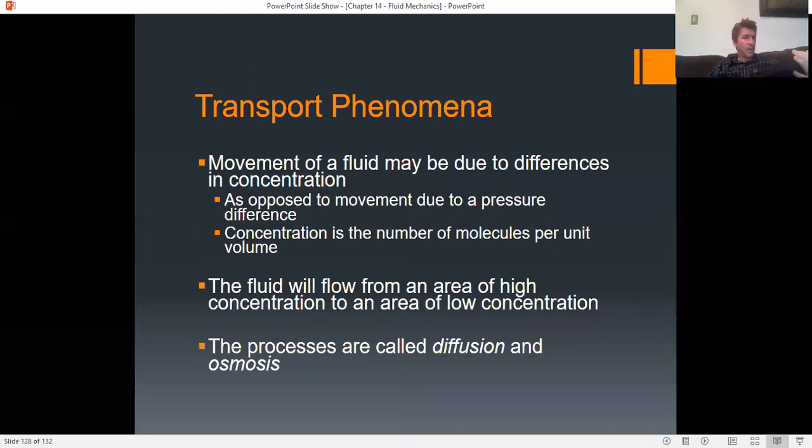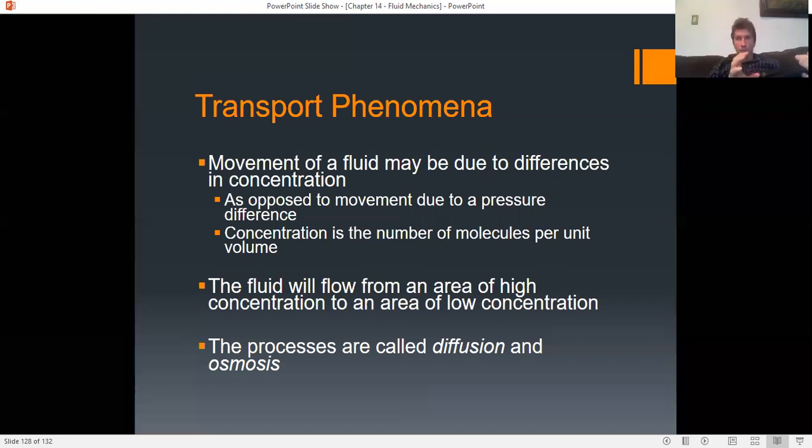Lastly, transport phenomena, the movement of fluid may be due to different concentrations, as opposed to movement due to a pressure difference. Concentration is the number of molecules per unit volume. So fluids will tend to flow from an area of high concentration to low concentration. This, again, is really a result of the thermal motion. Molecules are bouncing all over the place.